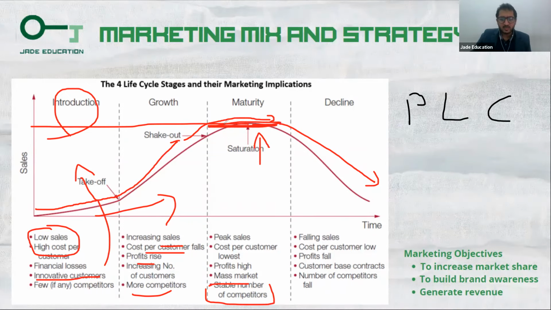it's evening out, guys. It's coming towards the end of its life. It's not yet, it's coming towards it. And of course, now falling sales. Cost per customer is still low. Profits are falling. Customer base is reducing, it's going down.